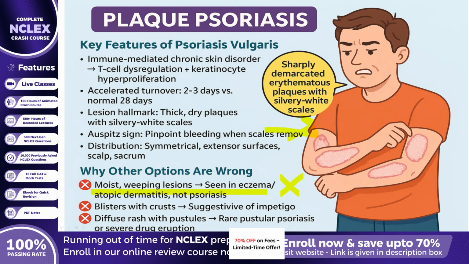Option C points to blistering with crusts, which is more consistent with impetigo or bullous pemphigoid, conditions that are infectious or autoimmune, not psoriasis. Option D, a widespread rash with pustules, reflects generalized pustular psoriasis or severe drug eruptions such as acute generalized exanthematous pustulosis, but this is far less common than the classic plaque form highlighted in NCLEX questions.